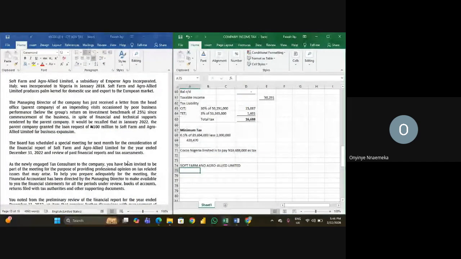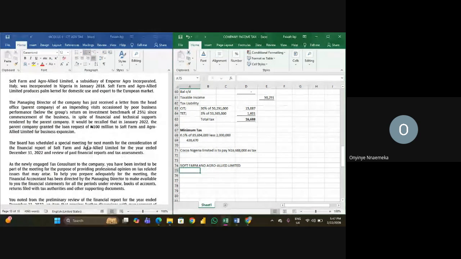So Soft Farm and Agro Limited, a subsidiary of Emperor Agro Incorporated, Italy. The subsidiary is in Nigeria, which is Soft Farm. The parent, Emperor Agro Incorporated, is a non-Nigerian company and is in Italy. Note that. It was incorporated in Nigeria in January 2018. That is, Soft Farm was incorporated in January 2018. Soft Farm and Agro Limited produce palm kernel for domestic use and export to European markets.